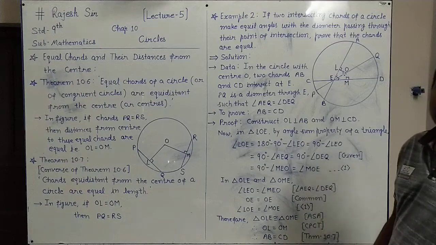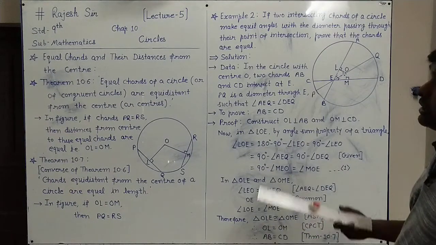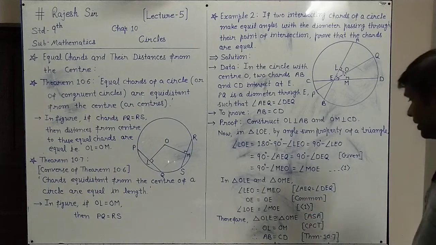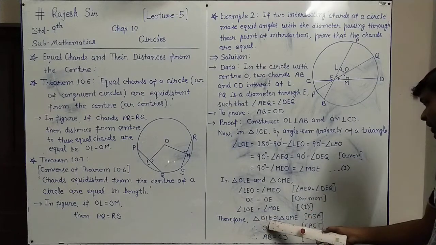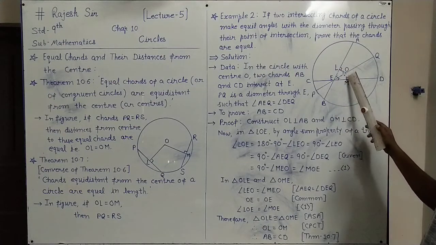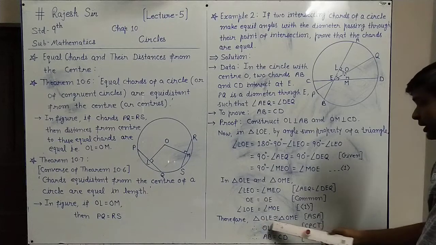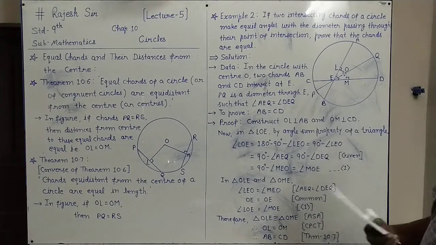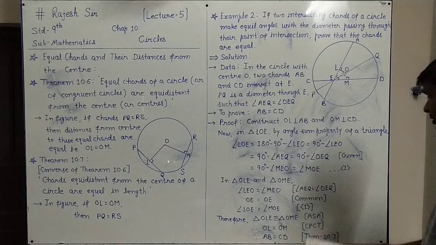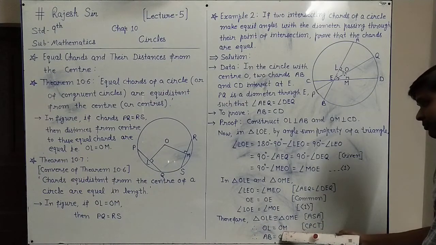This is the criteria for congruence of triangles in chapter number 7, the triangle chapter we have seen. So triangle OLE is congruent to triangle OME. We can write this because of ASA. Now if two triangles are congruent, their corresponding parts are congruent. So by CPCT, we can say the first side OL equals OM.